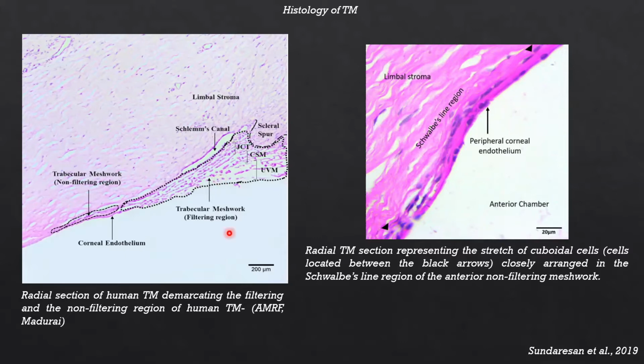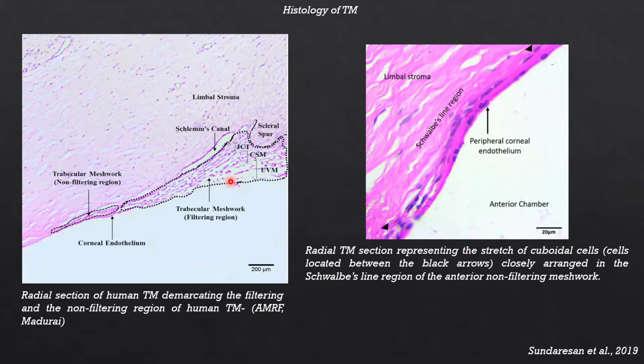And then looking into the cellular morphology, the ones in the non-filtering region are more cuboidal, and the ones in the filtering region are obviously different from the ones in the Schwab's line region. So there are morphological differences, and function-wise, they were able to maintain homeostasis by repairing the burns. So this was the first study to show the homeostatic potential of the trabecular meshwork stem cells.